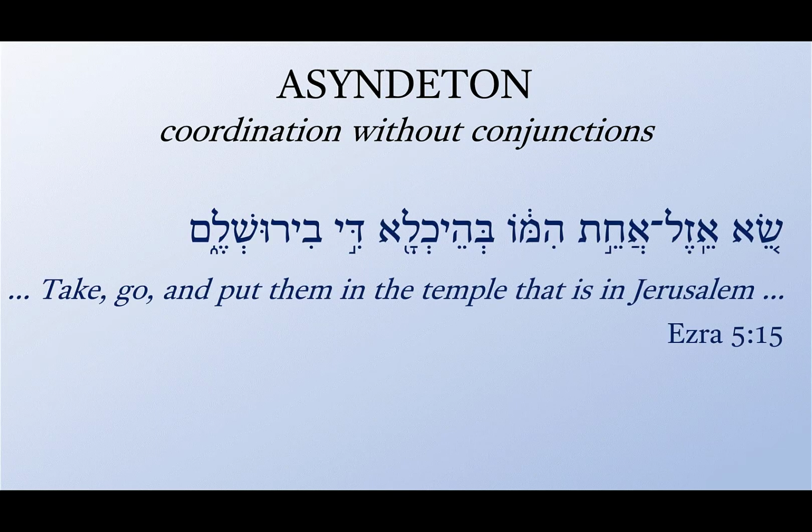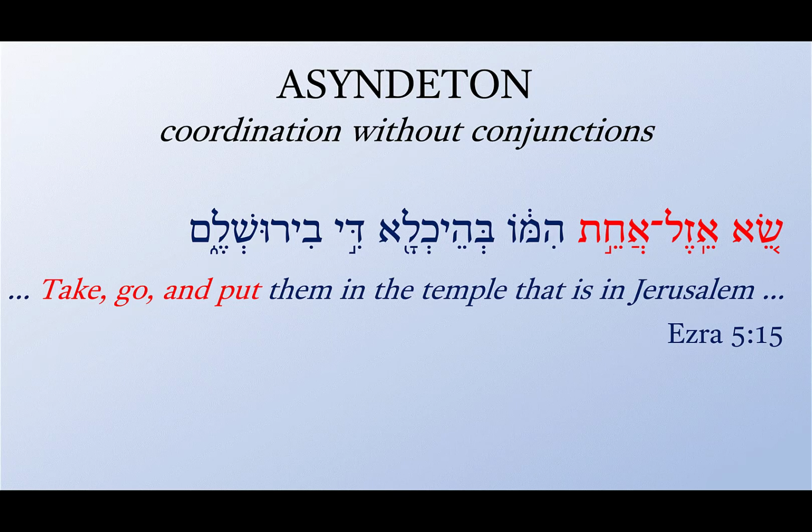And here's an example in Ezra 5:15. "Take, go, and put them in the temple that is in Jerusalem." These are the three verbs right there at the beginning of this sentence, all the way to the atnach in Ezra 5:15. Now we notice there is no conjunction that's the equivalent of the English "and" in this sentence.